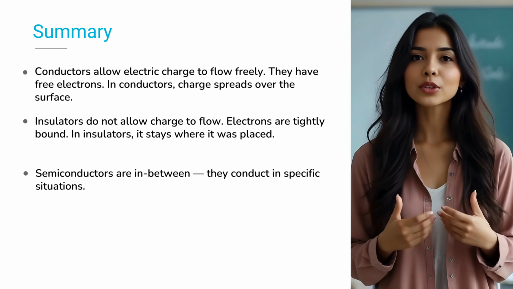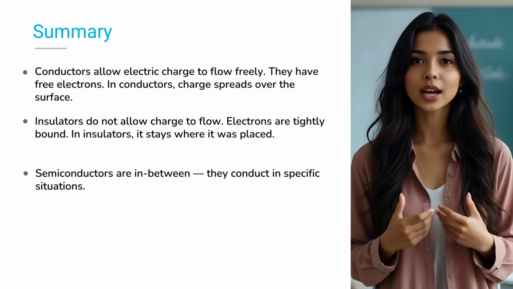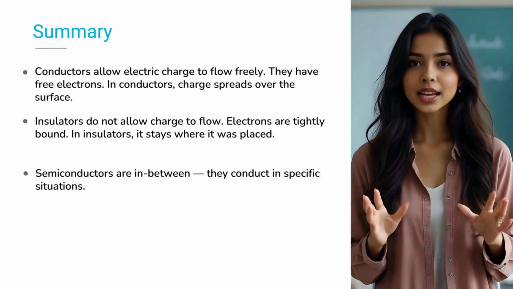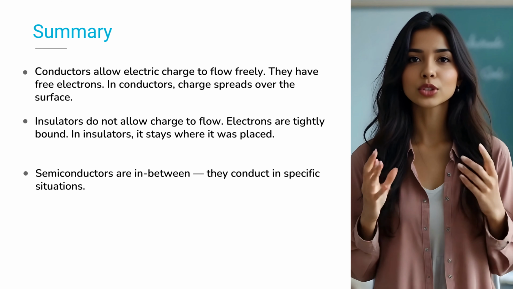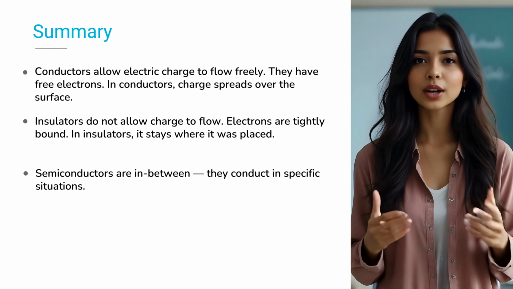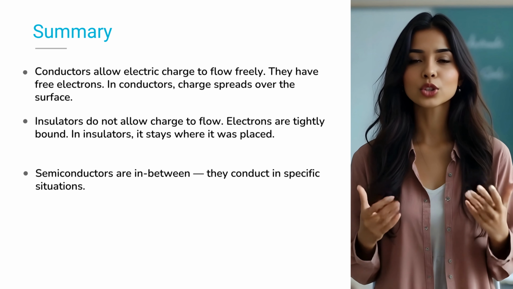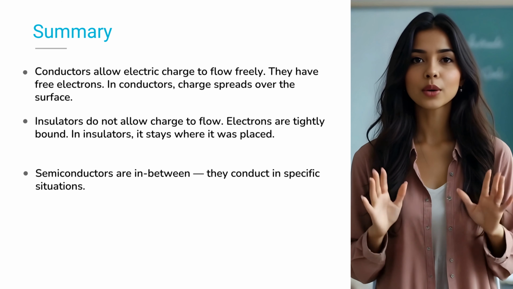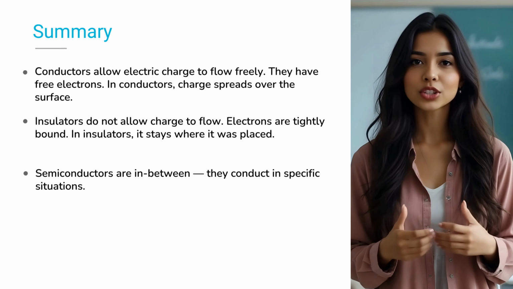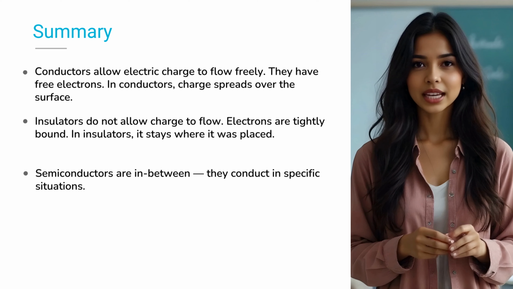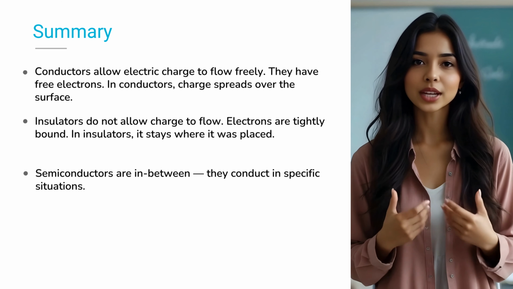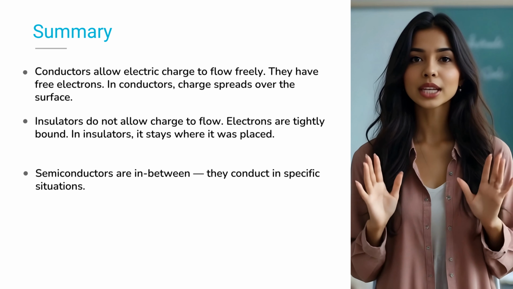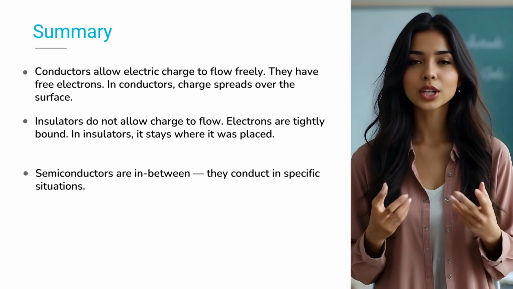To summarize everything we have discussed, conductors allow electric charge to flow freely. They have free electrons. Examples: copper, aluminum, human body. Insulators do not allow charge to flow. Electrons are tightly bound. Examples: rubber, plastic, wood. In conductors, charge spreads over the surface. In insulators, it stays where it was placed. Semiconductors are in between. They conduct in specific situations.